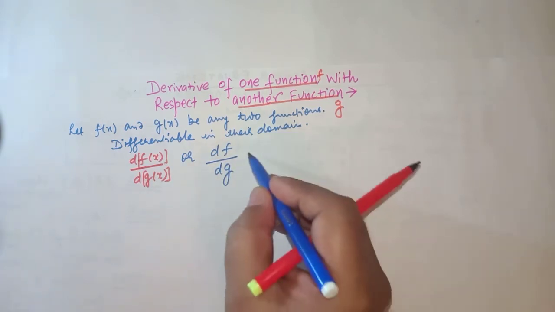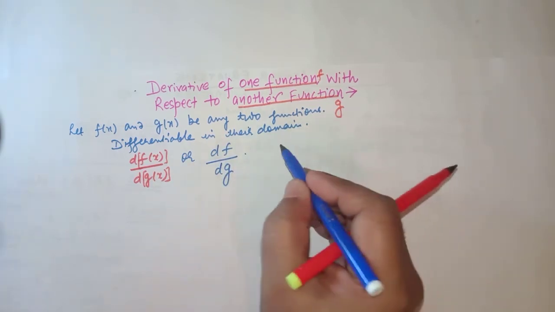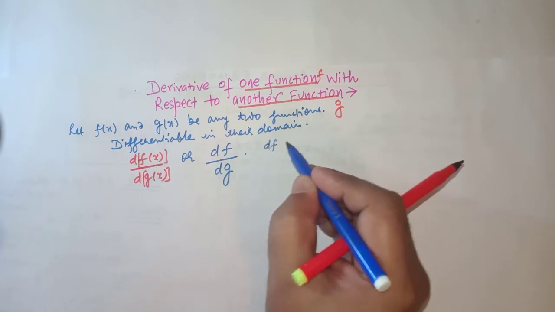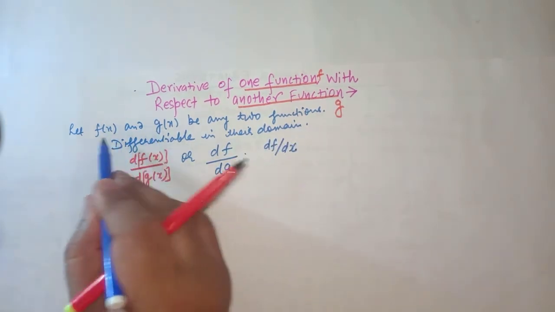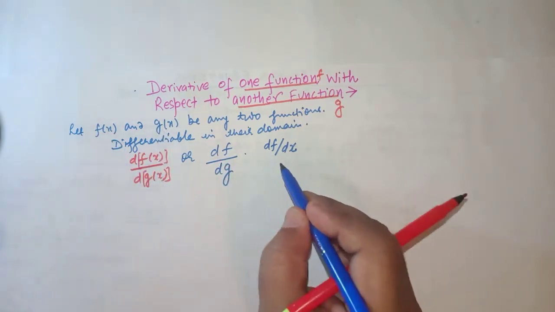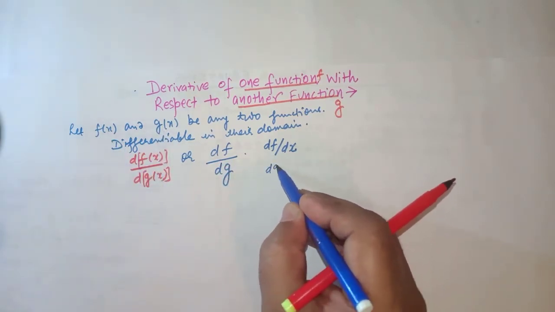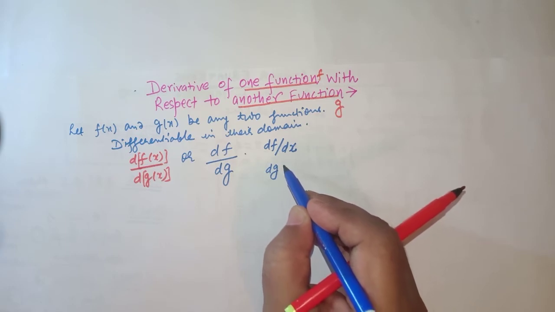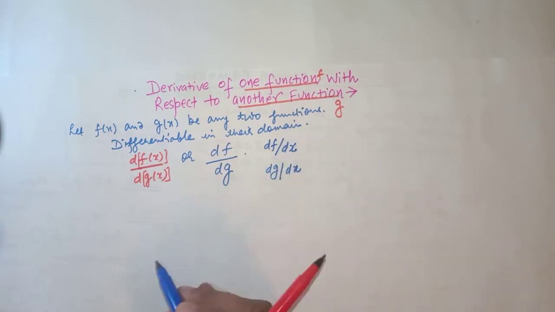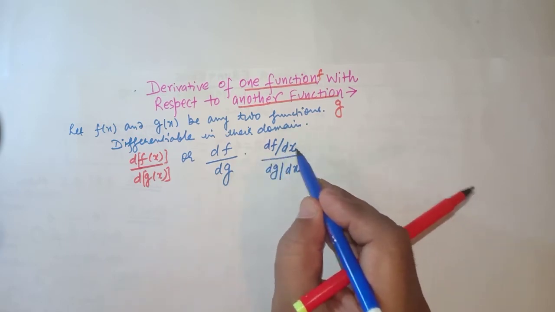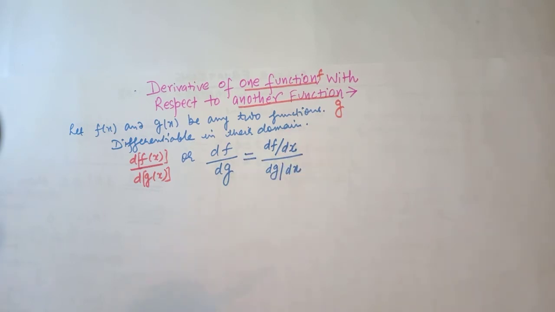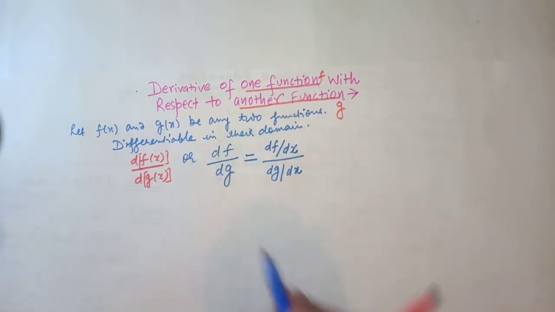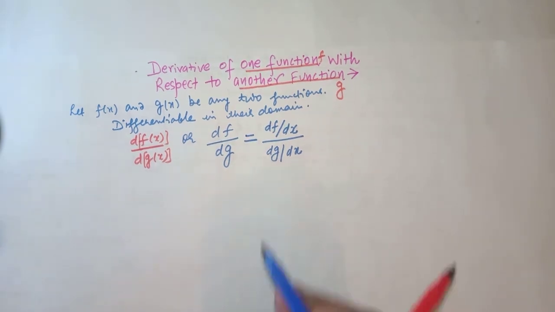So what we will do, we will first find the derivative of f with respect to x, because f and g are functions of x, and then we find the derivative of g with respect to x, and we divide these two results and we get the derivative of f with respect to g.